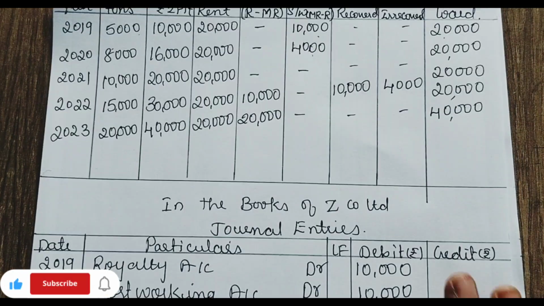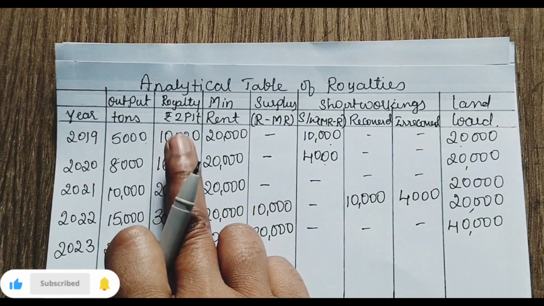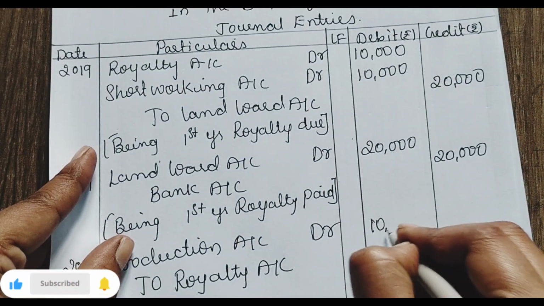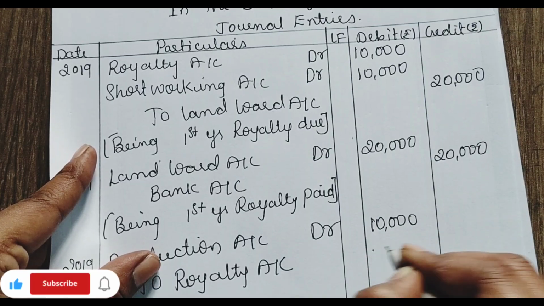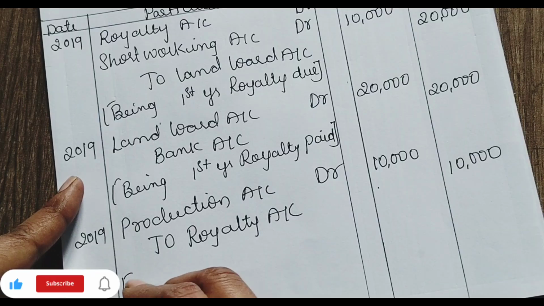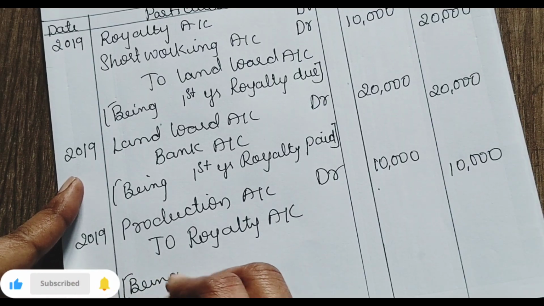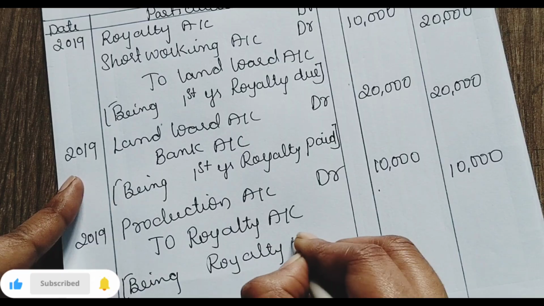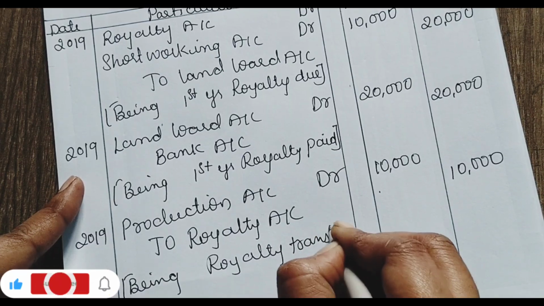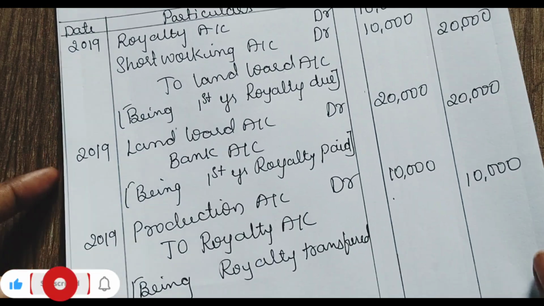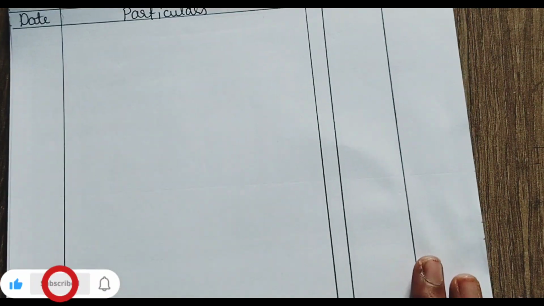And what is there in your royalty account? 10,000. Only this amount you are recording while transferring. 10,000. Being royalty transferred. Now, let us pass the entries for the second year.